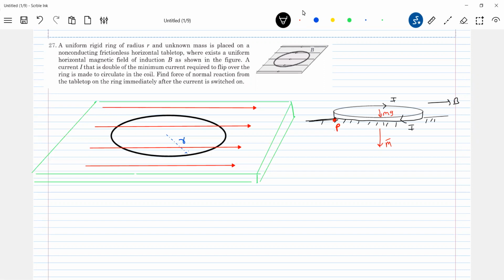So here the ring tips about point P. So what is the condition for that? To tip about point P, torque due to dipole moment should be greater than or equal to the torque due to the weight. What is the torque due to dipole moment? mB. The torque due to weight is mgR.